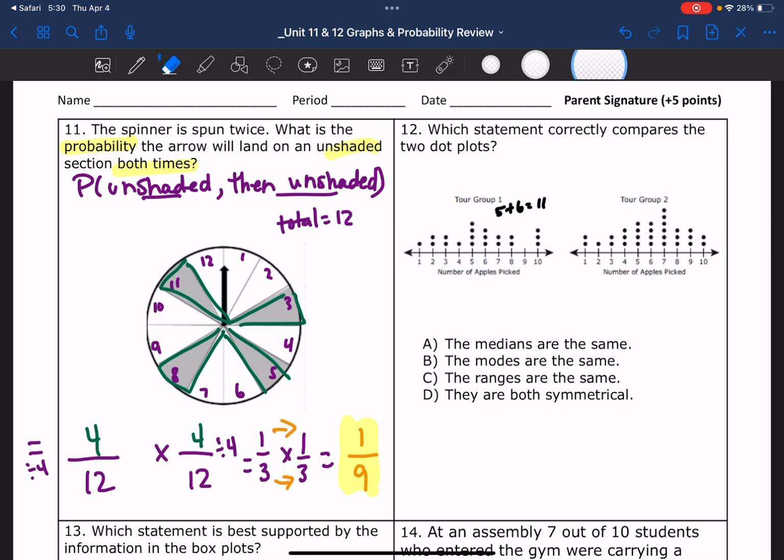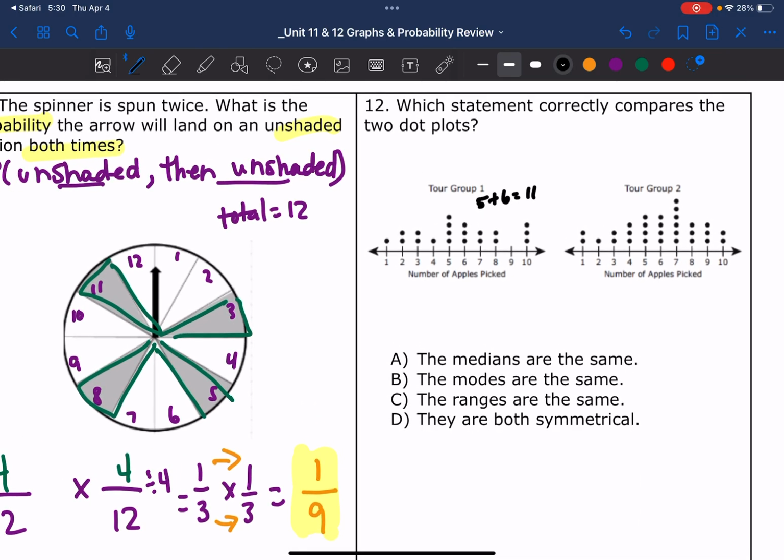I'm going to actually try it again because in class I feel like I did it and it came out to something different. It is these two. Okay, so 5 and 6. And then when you have two different numbers like this, you want to add them up, and then you want to divide by 2. So I know that 11 divided by 2 is going to be 5.5. Okay, so the median for this one is 5.5.